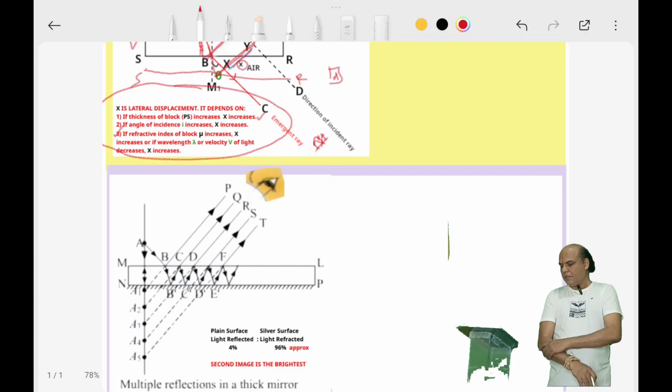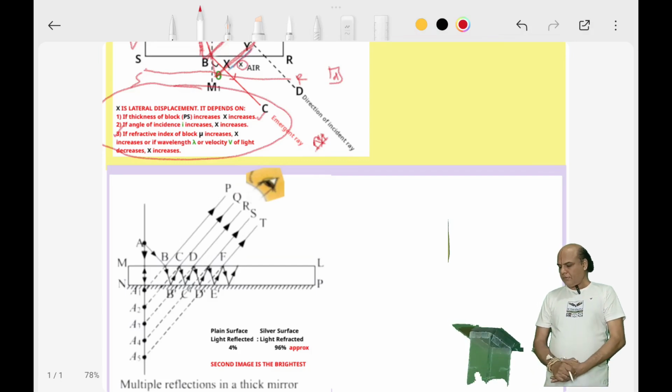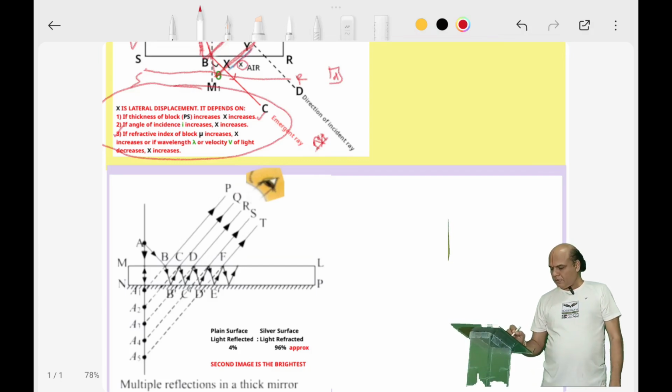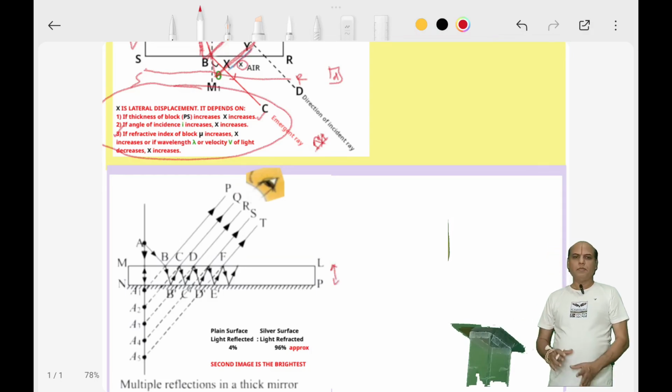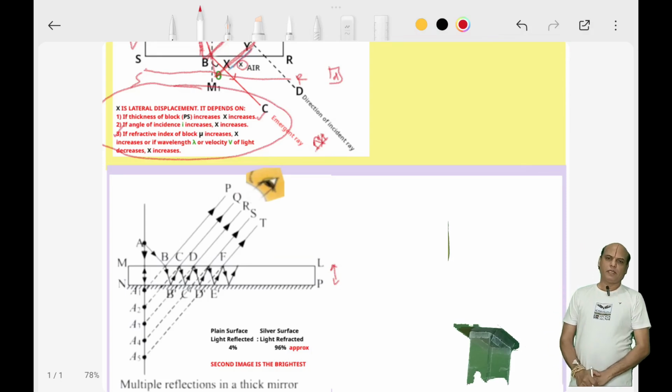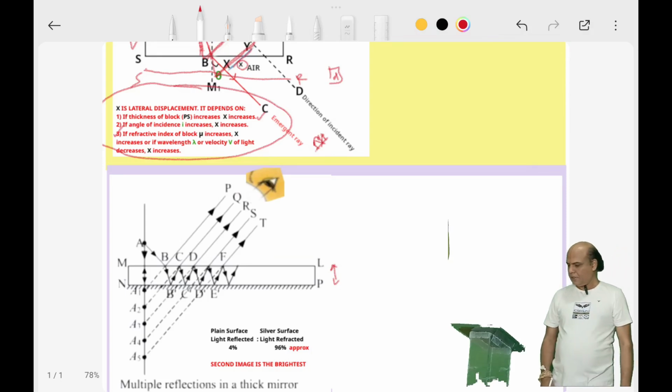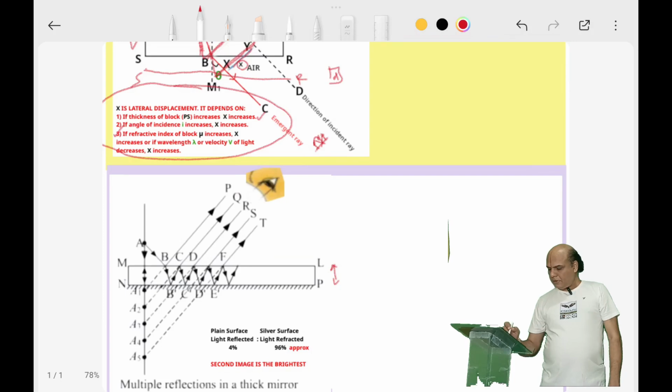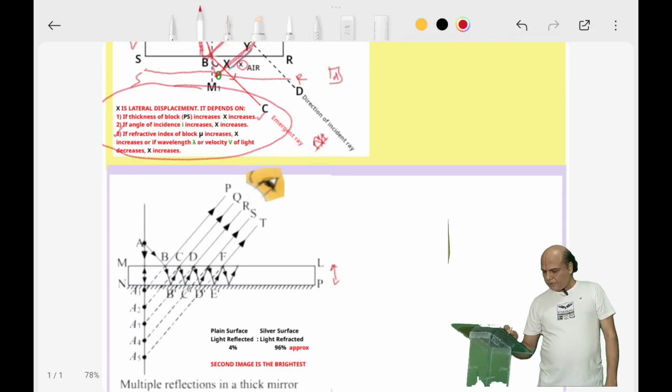Now, suppose this is a very thick mirror. We are doing multiple reflections in a thick mirror. This experiment we are doing. So, assume there is a light ray.